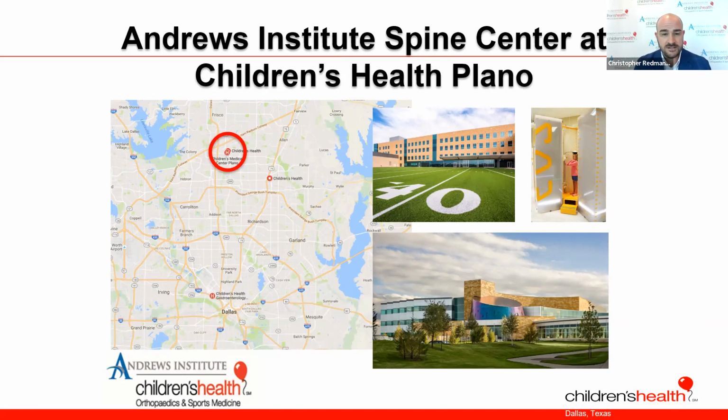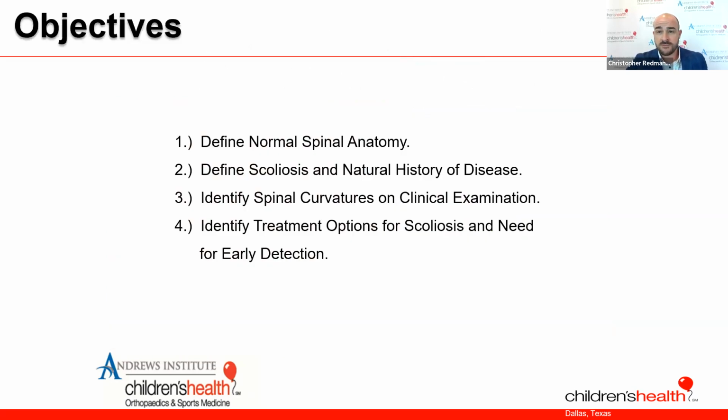As you can see in these pictures here, our location here in Plano, Texas, and then the EOS machine, an ultra-low dose scanning machine for scoliosis. We'll discuss that a little bit later and how that can help children in their treatment as we evaluate them. So first, let's go over the objectives of today.